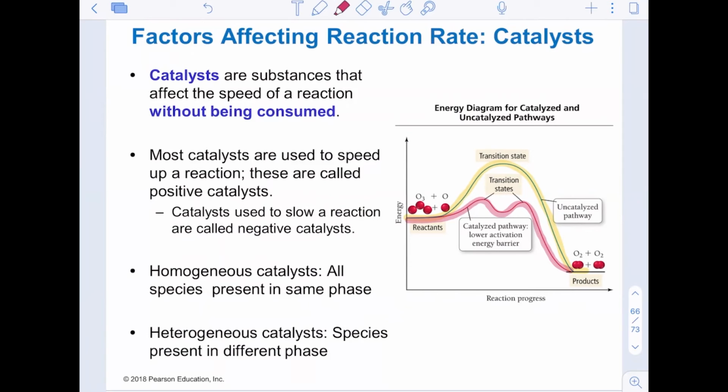A catalyst can be a homogeneous catalyst, where all the species are present in the same phase, like the previous mechanism we did, where all of them were in the gas phase. A heterogeneous catalyst has species present in different phases: solids, liquids, or gases. Those are also important, though more likely seen in organic chemistry.